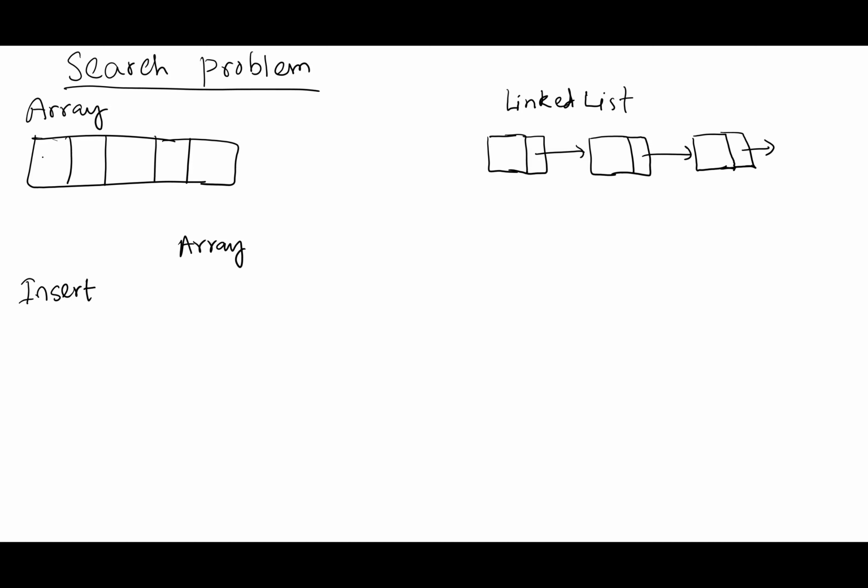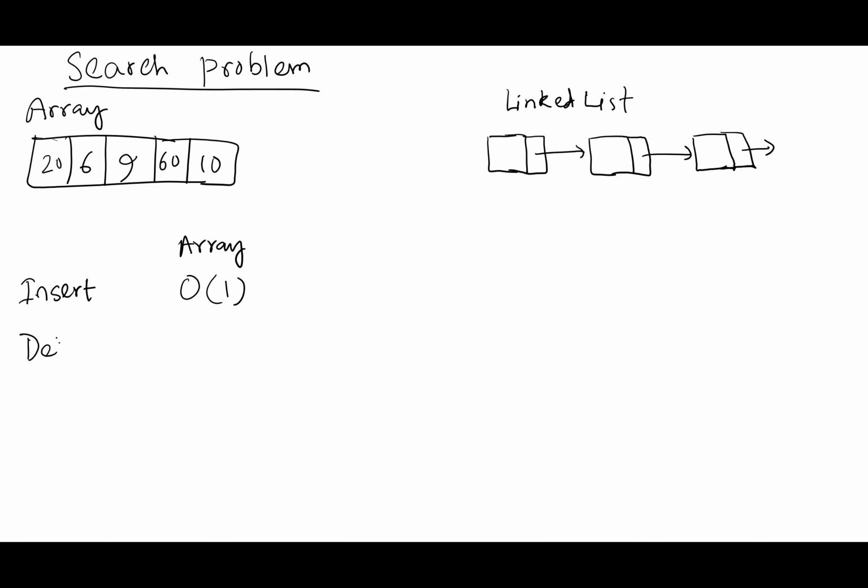So this is, say, 20, 6, 9, 60, and 10. You can see that every time I am adding a new value to the end, so the insert is order of 1, right? Every time I am just adding to the next index.